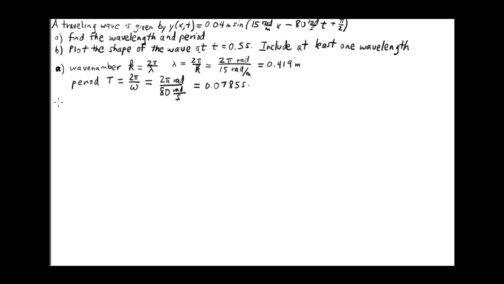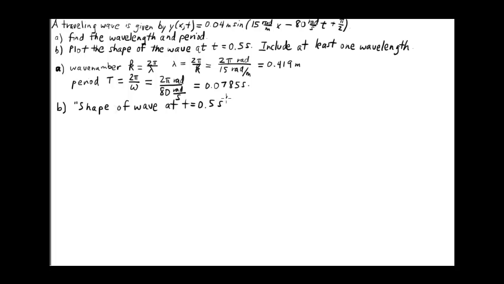Now, part B asks us to make a plot. And let's be really clear what the question's asking for here. When we say plot the shape of the wave, all right, so shape of the wave means physically the form that you would see. So I'm getting ahead of myself here. I was going to give the answer. I'll go back and just restate it. Shape of wave at t equals whatever the value is.